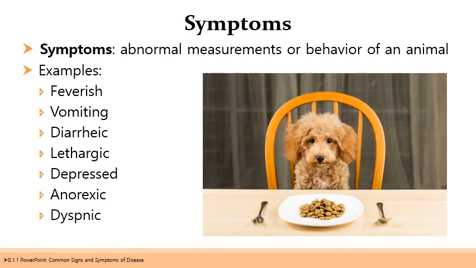So once an animal has made contact with the virus or disease, it begins to show symptoms, which are abnormal measurements or behavior of an animal. Examples might be a fever above its normal body temperature. Vomiting, diarrhea, I think are pretty self-explanatory. Lethargy means it's sort of lazy or sleepy, or maybe it just looks depressed. It's just not its normal energetic self. Anorexic means that it quits eating, and I had to look this last one up. Dyspneic means that an animal is having difficulty breathing.